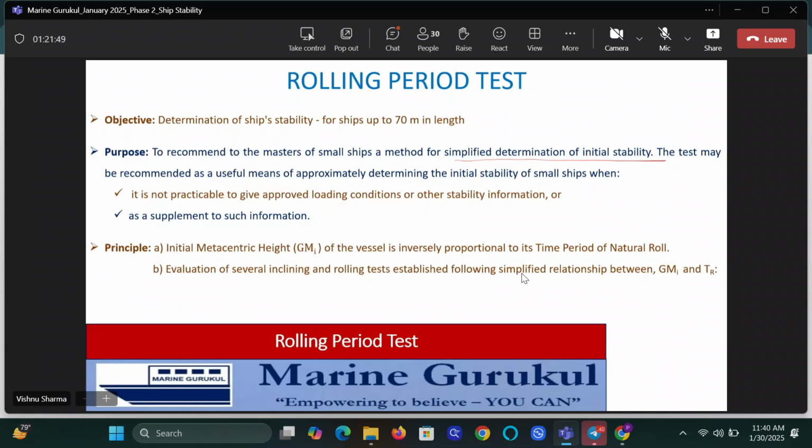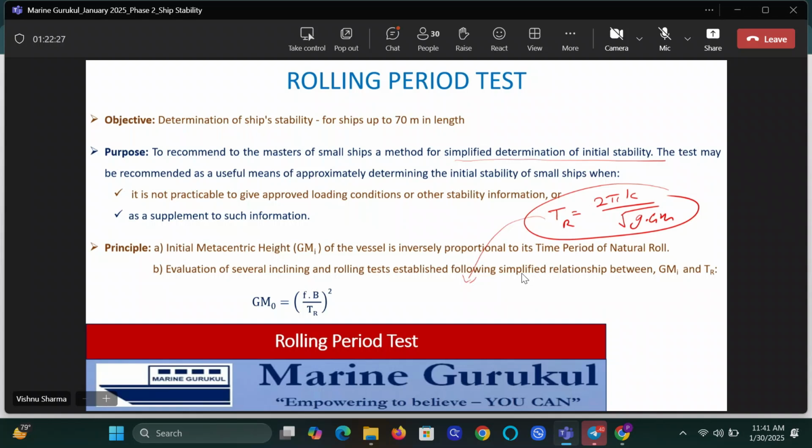Second is evaluation of several inclining and rolling tests established following simplified relationship between GM and TR. Now, you will say, sir, okay, they have simplified a formula, but what happens if a master has to use this formula? He still has to use the calculator. So what did they do? This formula was further simplified and they came to this formula.